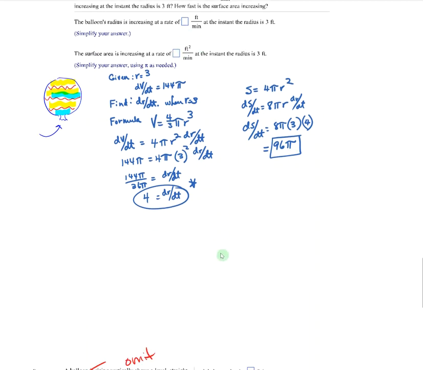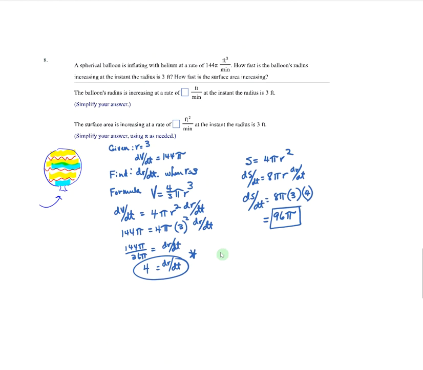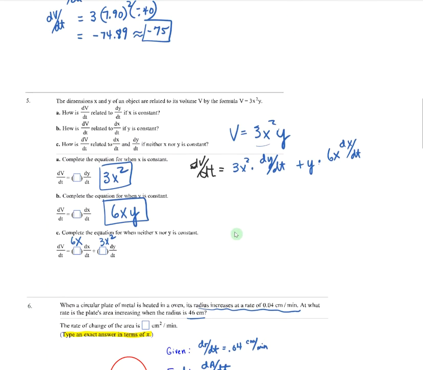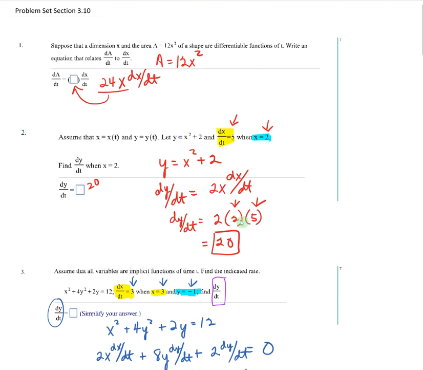So that's a sampling, and we are omitting number 9. That's a sampling of related rates, and so that's important. Try to go over those, and hopefully that will be good.